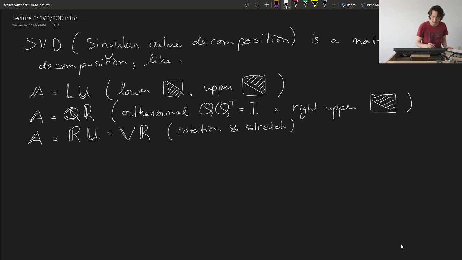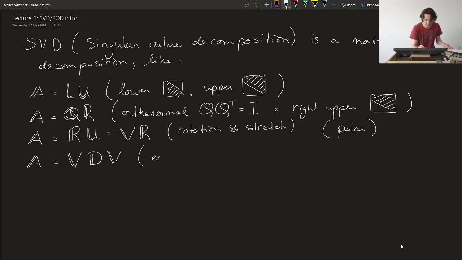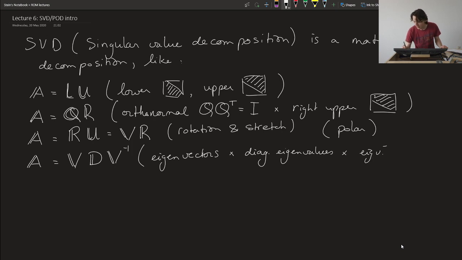And the last one that I'll address, because that's one I'll also need for the next lecture, will be the spectral decomposition. So this was the polar decomposition, and this is a spectral decomposition. We're going to write our matrix as a matrix V times a diagonal matrix times the inverse of V, where V is the matrix of eigenvectors, multiplied by a diagonal matrix of eigenvalues, multiplied by those eigenvectors' inverse.